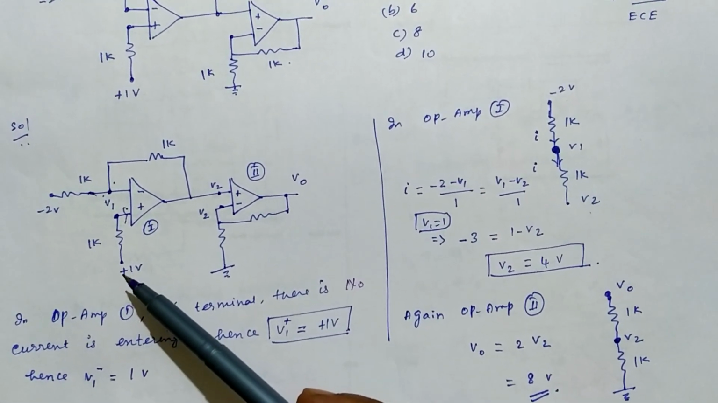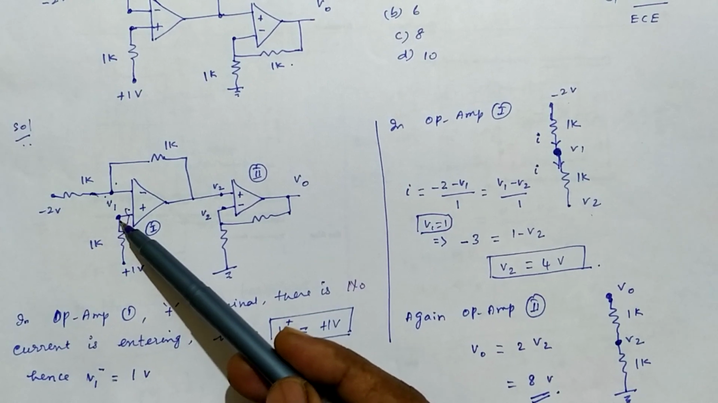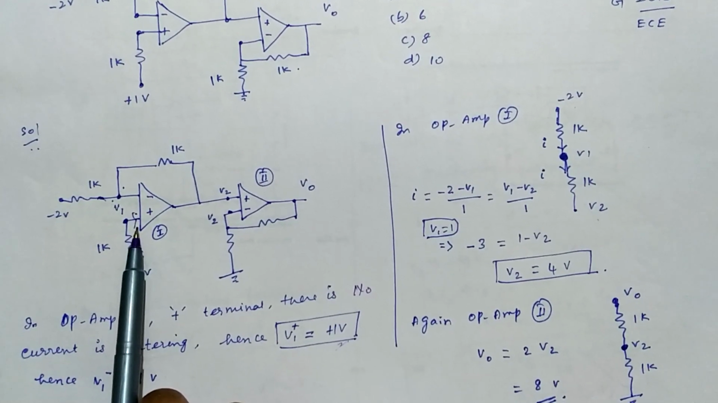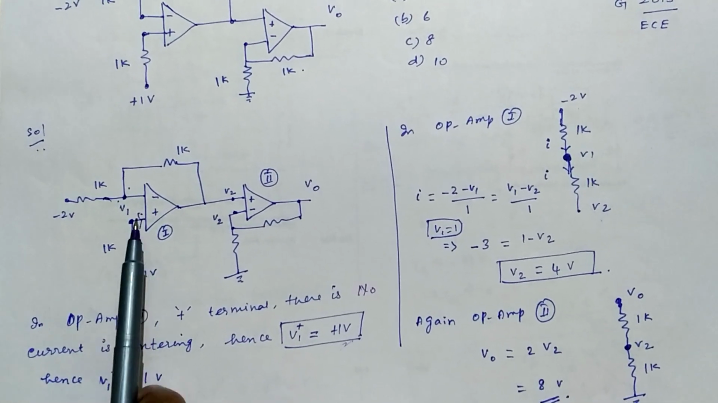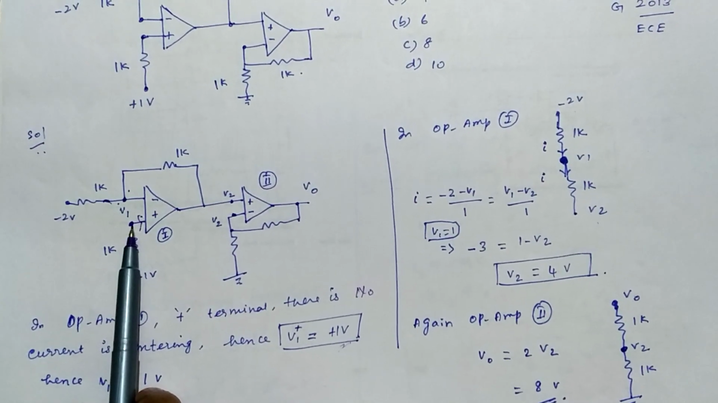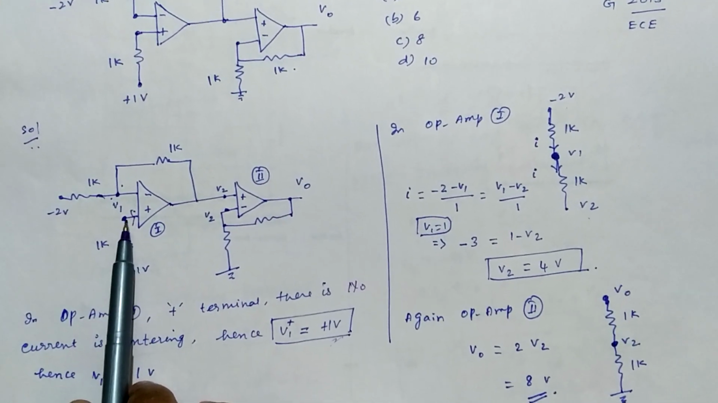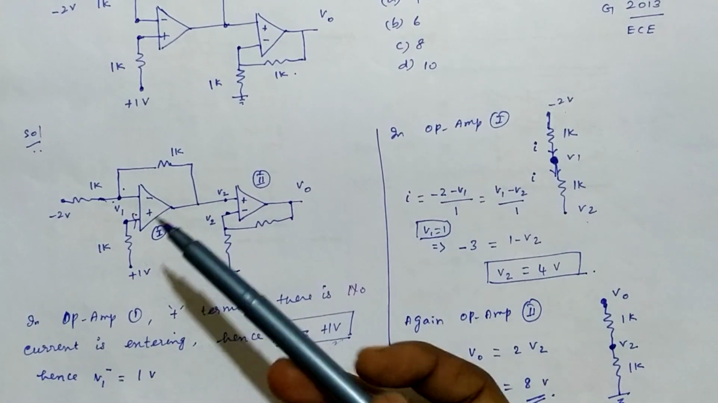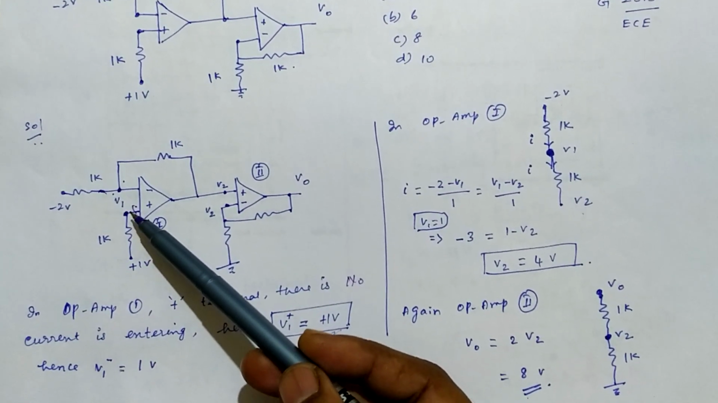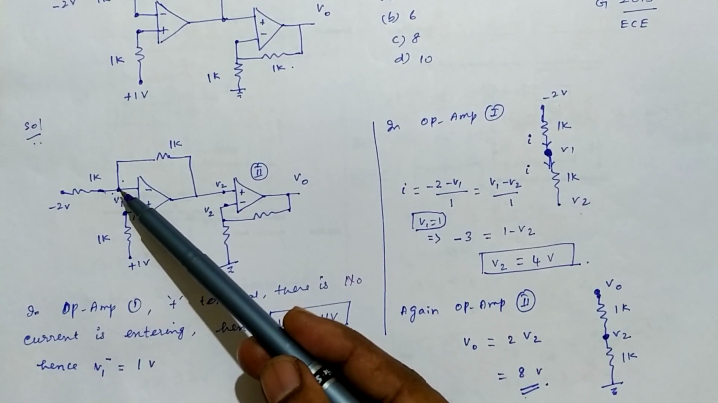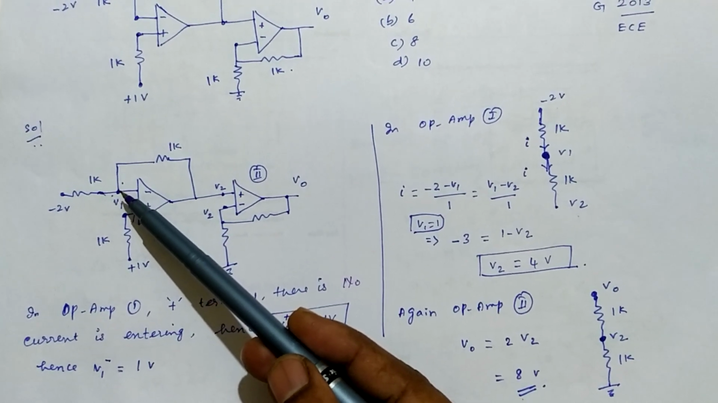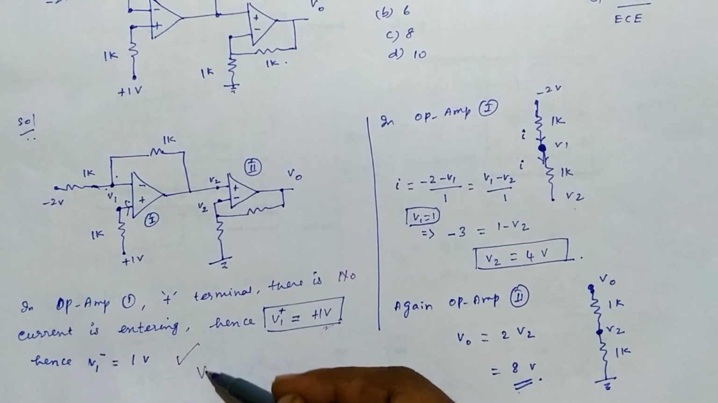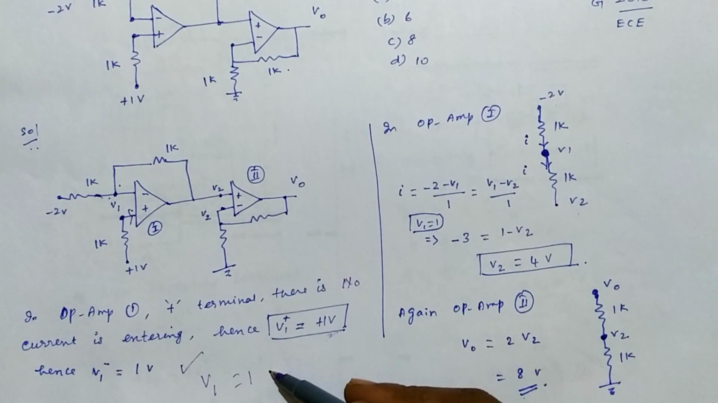Whatever voltage we applied, the same voltage is available here also. That is, the voltage at the plus terminal is 1 volt, because there is no current entering. So this plus 1 volt is directly available here. Again, it is an ideal op-amp, so in both inverting and non-inverting terminals the voltages are equal. Since the plus terminal has a voltage of plus 1 volt, the minus terminal also has plus 1 volt. That means V1 value is 1 volt.